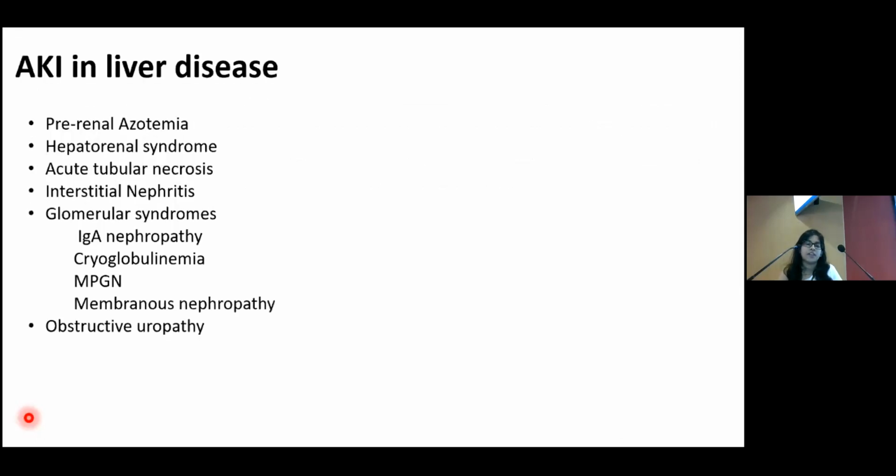Cirrhotic patients can develop AKI due to many reasons. The most common reasons are pre-renal processes like hypovolemia, and also hepatorenal syndrome. They can also develop AKI due to intrinsic renal diseases like acute tubular necrosis, interstitial nephritis, and glomerulonephritis. Glomerulonephritis in cirrhotic patients can occur because of secondary IgA nephropathy. If they develop cirrhosis because of hepatitis C, they are at risk of glomerulonephritis due to cryoglobulinemia and proliferative glomerulonephritis. If they develop cirrhosis because of hepatitis B infection, they can develop glomerulonephritis due to membranous nephropathy. And also they can get AKI due to obstructive uropathy, the post-renal causes.